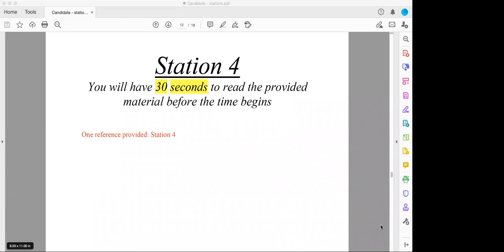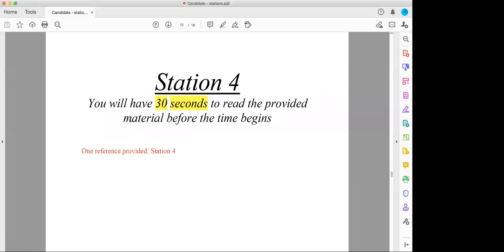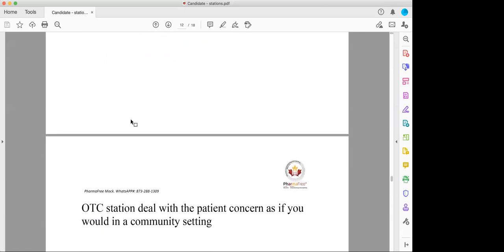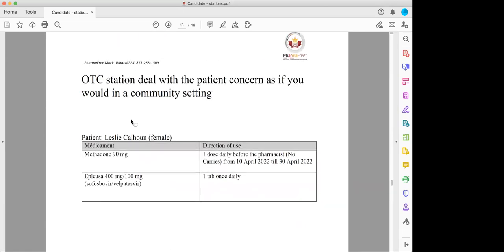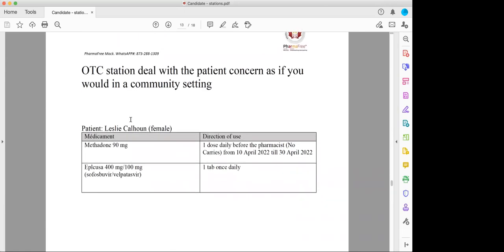Okay. There you go. Now on Zoom, 30 seconds. Yes, okay. So 30 seconds, good. Let's start. You have 30 seconds now, then we're gonna start. Okay.